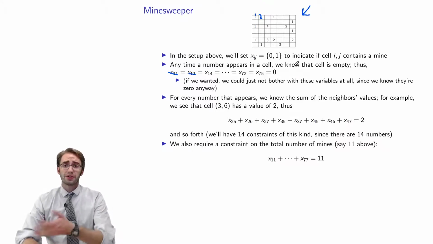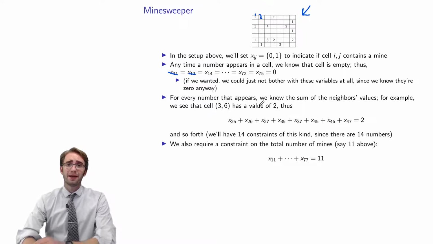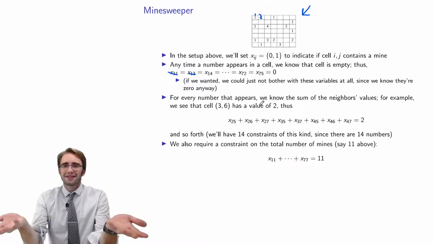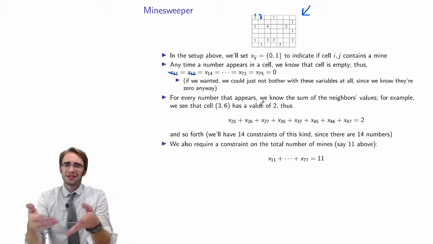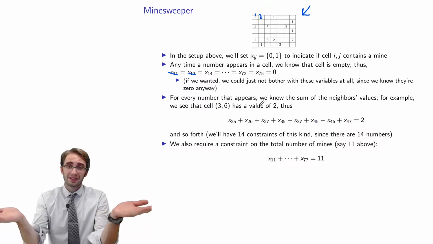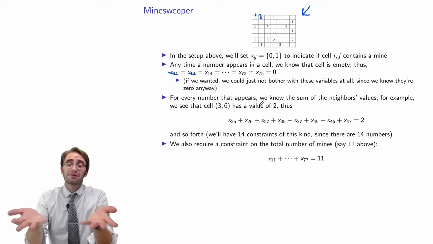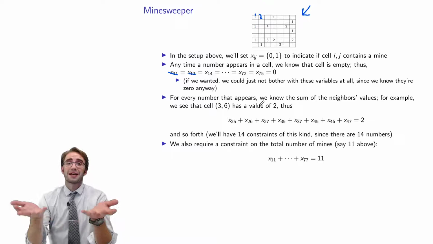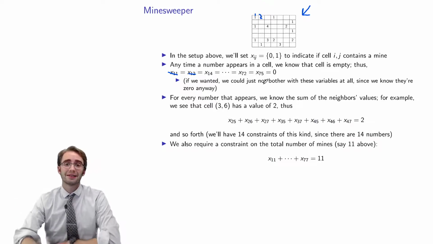In fact, if you wanted, you could just not even have these variables, right? Depending on the flexibility of your modeling system, you could just not have them. I would look at this and say it's clearly a matrix, so why bother having a matrix with some entries missing in it? It's just as well to either have them or not. But if you have them, those variables have to be 0 if there's a number in that cell.